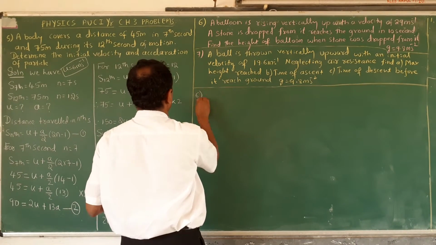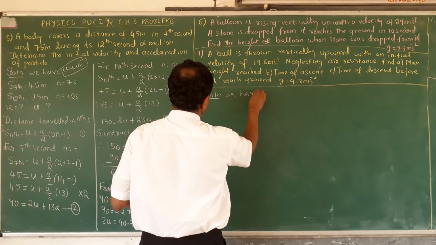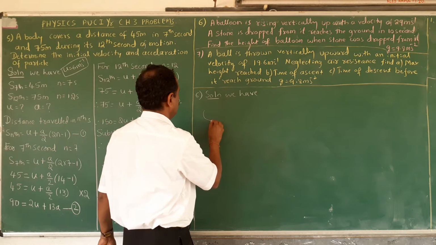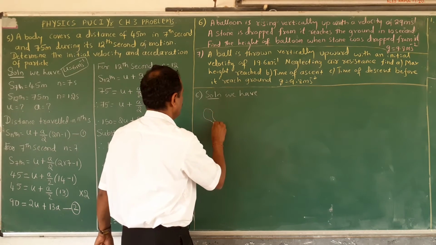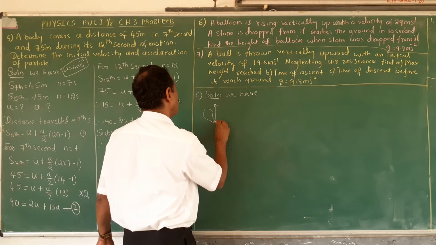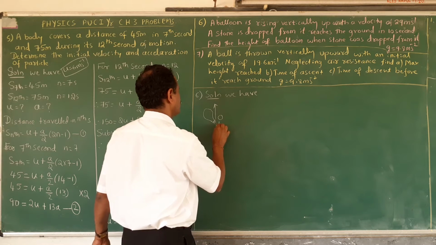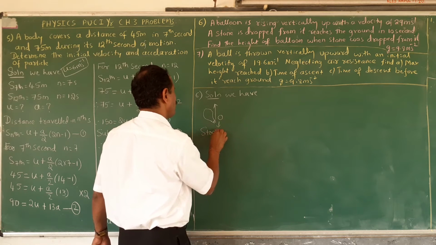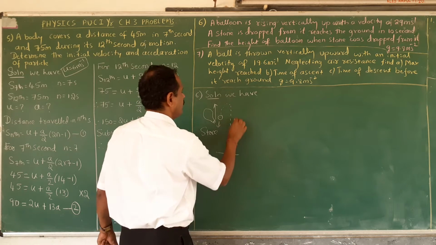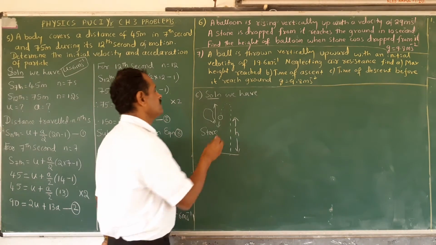Now this is the sixth problem solution we have. Here, the balloon rises upwards and it drops the stone. When the stone is dropped here, this is the stone. The stone is dropped, and it rises somewhat afterwards and then falls down. What is the height of this one? That is what is asked.